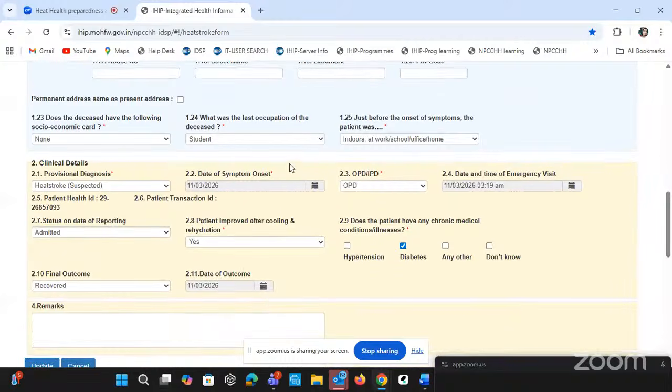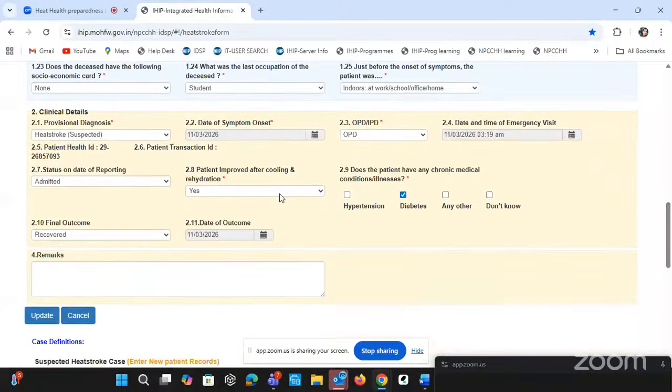For that, the status at date of reporting is admitted, and after the final outcome, when the patient is admitted, we know what the final outcome is: the patient is referred, recovered, or died. Then we give the final outcome. And it is requested to please fill in all the columns of the form.